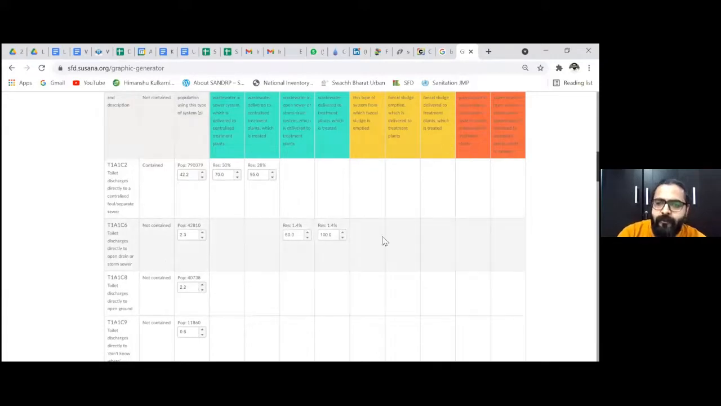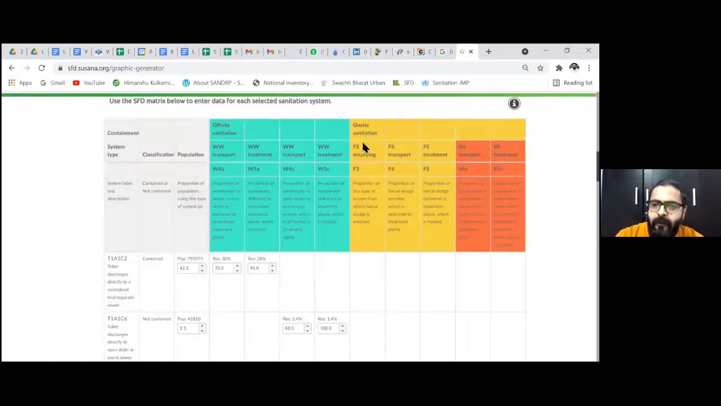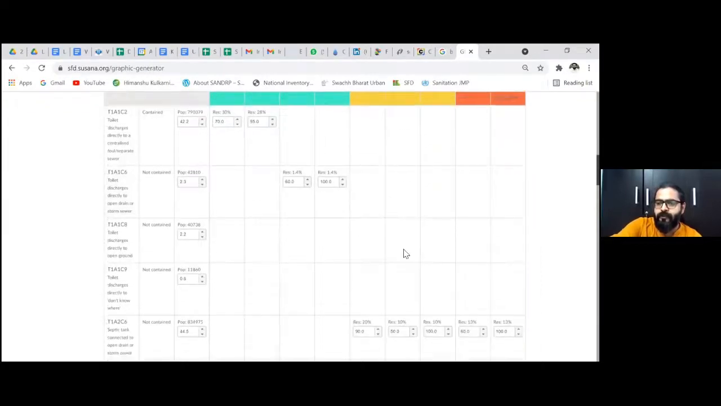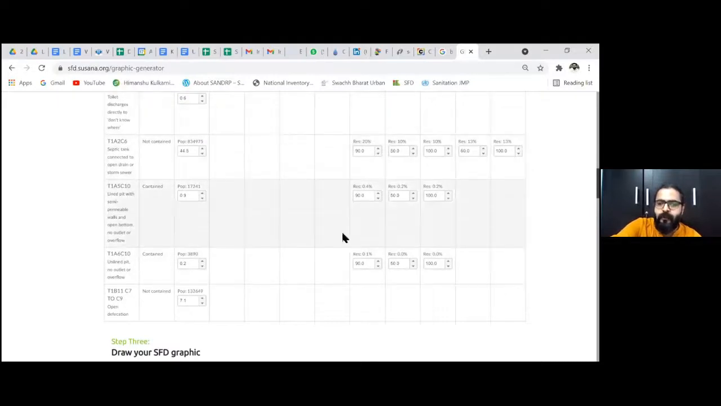Similarly, for fecal sludge, you answer what percentage of septic tanks are getting desludged. Out of that, how many are really reaching a treatment facility, and then how many are getting treated. And similarly for supernatant. What you see here, the greenish or bluish color is representing wastewater. The yellow is more about fecal sludge, and the red is for supernatant. Those questions are for supernatant, and you answer these questions.